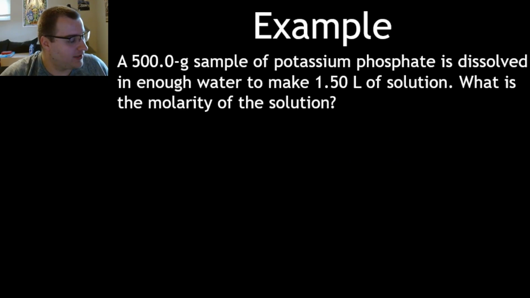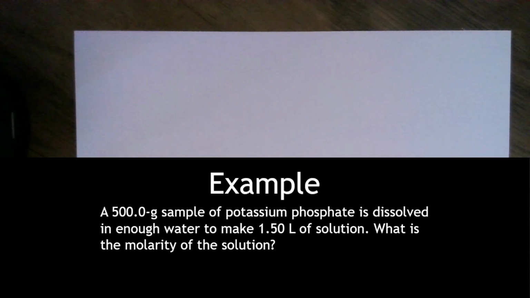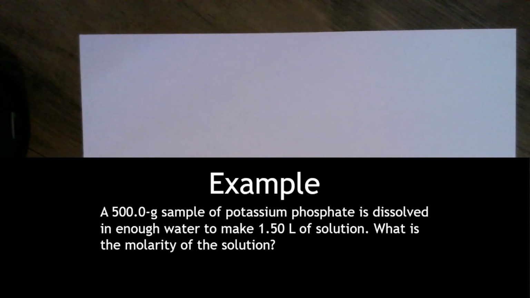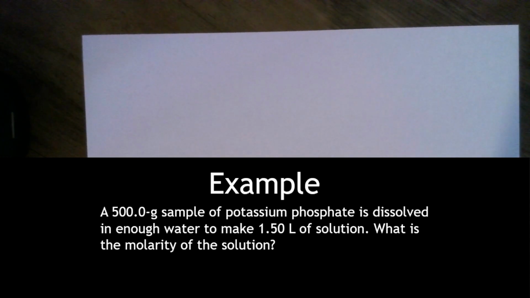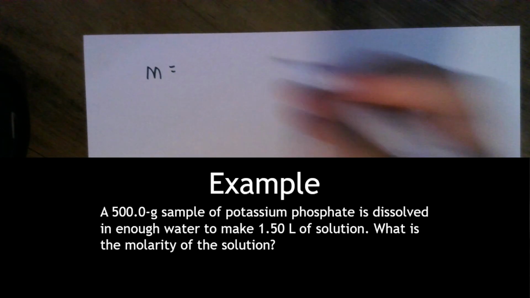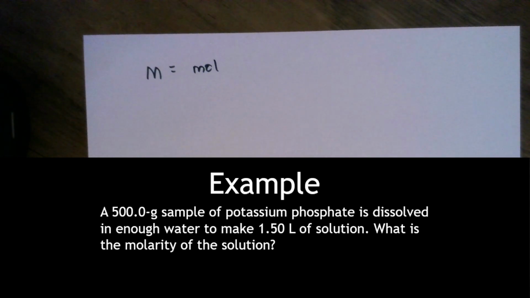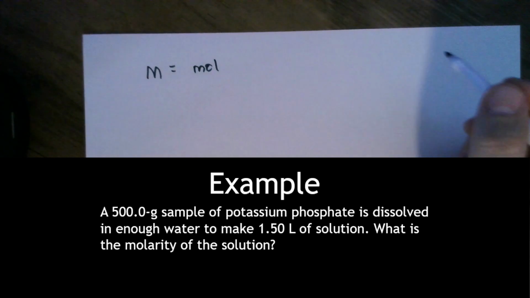Let's just go ahead and do an example of it real quick, just to make sure we have it. So, okay. 500 grams of potassium phosphate. No idea what that is, but let's just go with it. It's dissolved in enough water to make 1.5 liters of solution. What's the molarity of it? Molarity equals my moles of solute. So I need moles. The thing that's being dissolved is going to be this compound here, potassium phosphate.